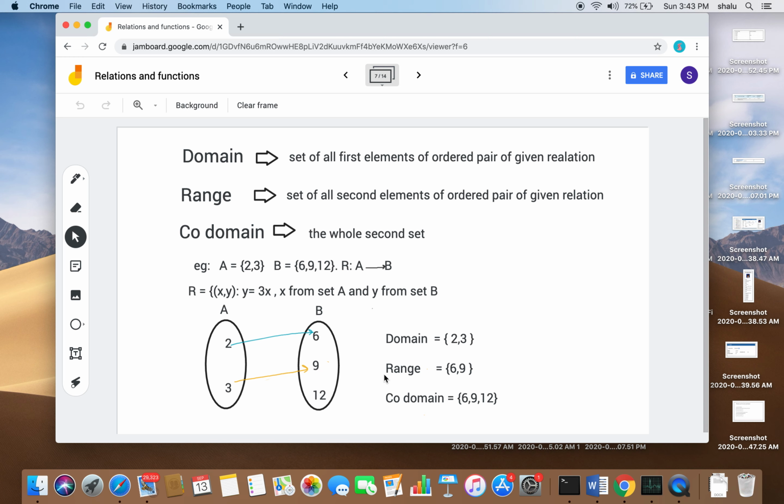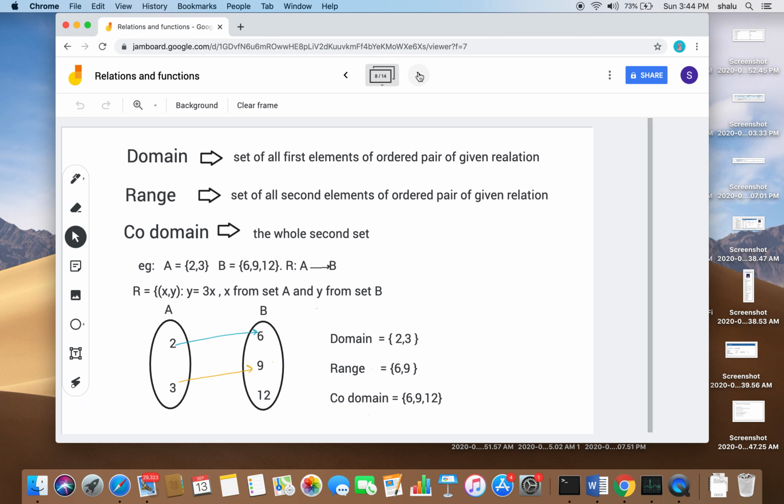Now what is range? Range is the second elements of the ordered pairs. So the second elements are 6 and 9, which are mapped with the elements of set A. So range will be 6, 9. Next is codomain. Codomain is the whole set B. Now 12 is not mapped with any element of set A. So 6, 9, 12 are the three elements in set B. So this is the codomain.